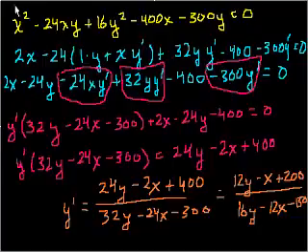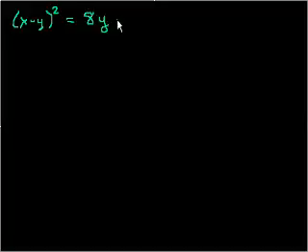Let's do the next one. This one looks simpler. x minus y squared is equal to 8y, 8 times y, minus 6. All right, so let's just take the derivative with respect to x of both sides, and I'll use the dy dx notation this time. So let's first use the chain rule. Let's take the derivative of the inside. So what's the derivative of the inside function?